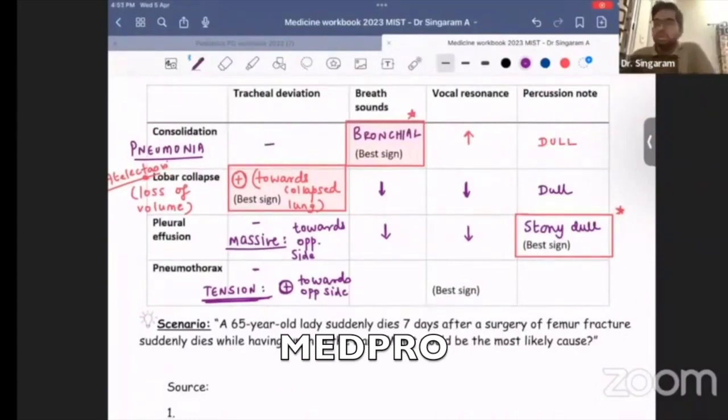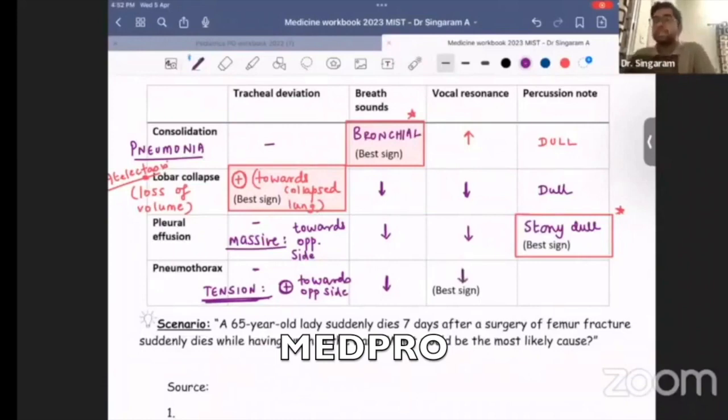Again, there is a lot of air in that area obscuring the lung fields. So breath sounds will be definitely decreased. Without any doubt, breath sounds will be decreased. What about vocal resonance? This is where your MCQ question comes. The best sign you can remember is the breath sounds only. Okay, breath sounds will be decreased. And fine, you can also remember, what do you think will happen to the vocal resonance? Vocal resonance also will be decreased only. Very simple. Vocal resonance will be decreased.